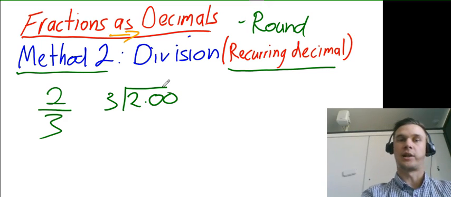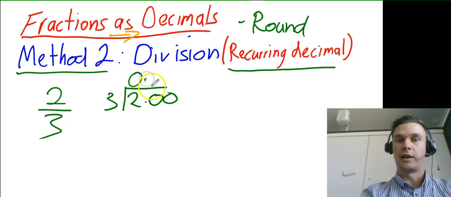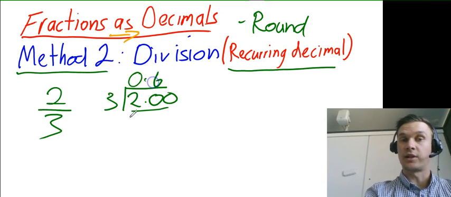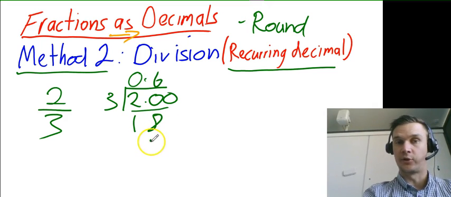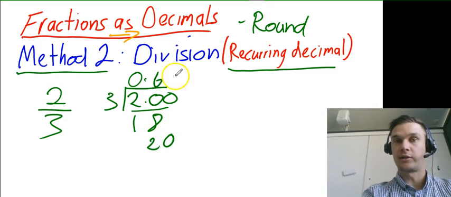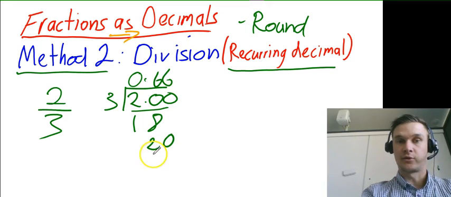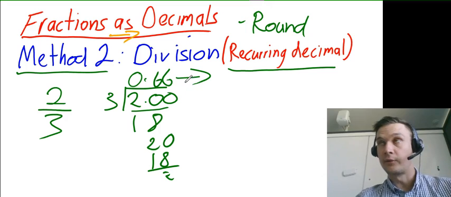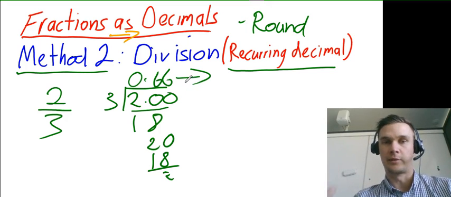How many times does 3 go into 2? It goes 0, and this will now be 20. How many times does 3 go into 20? It goes 6 times, which equals 18. We have 2 left over. Bring the 0 down. We're going to have 6 again here because we get 18, 2 left over, and this is going to continue on for an extended period of time, an infinite amount of time.